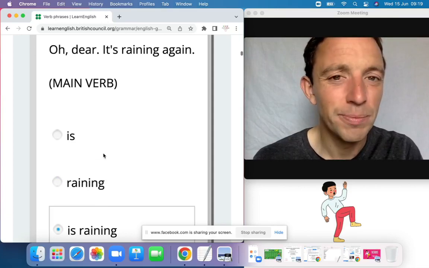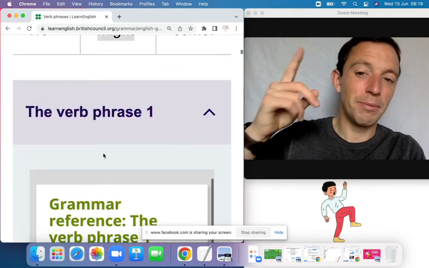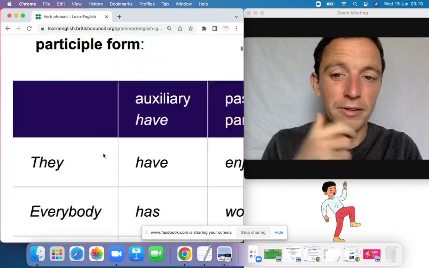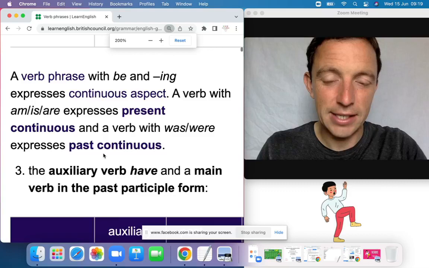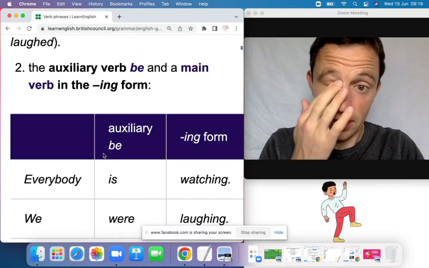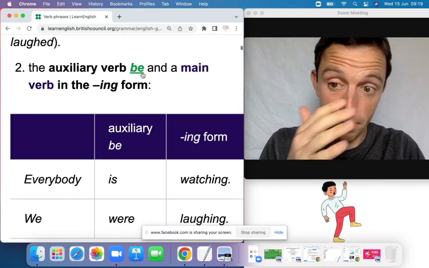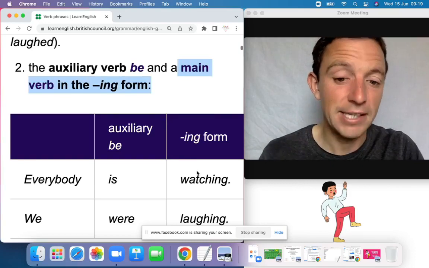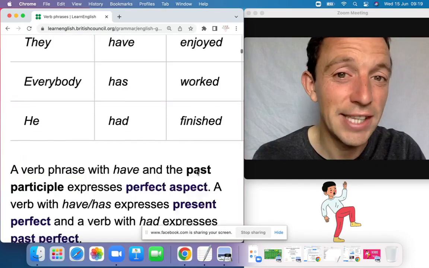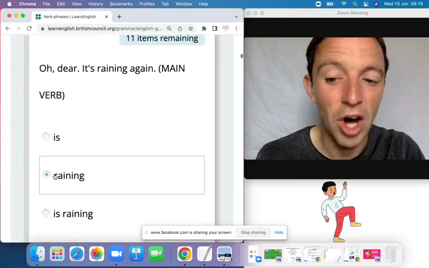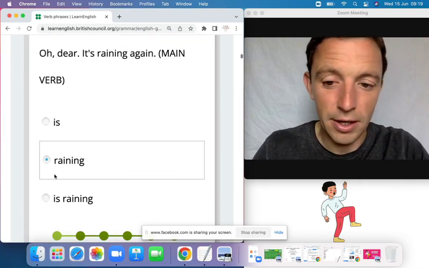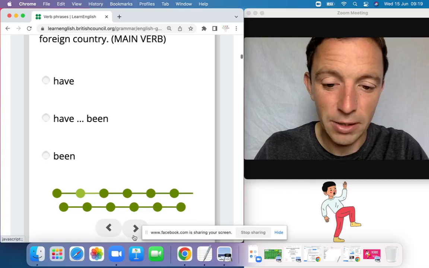I'm not sure. Let's check the explanation again before we continue. For number one, for example. So number one, this is the explanation. The auxiliary verb to be and the main verb. So the main verb is the ing. Okay, so I cheated a little and I checked the answer. So the main verb is ing only. Okay, next. We move to the next question.